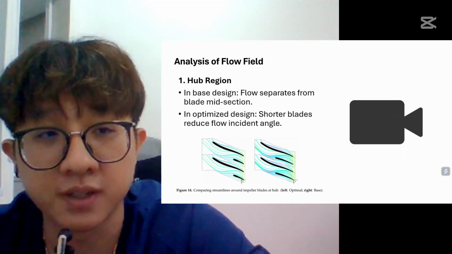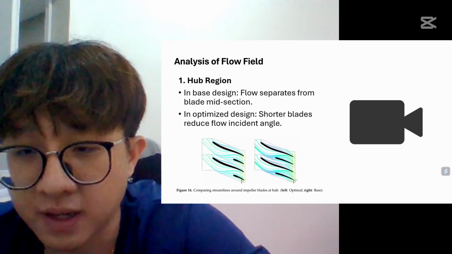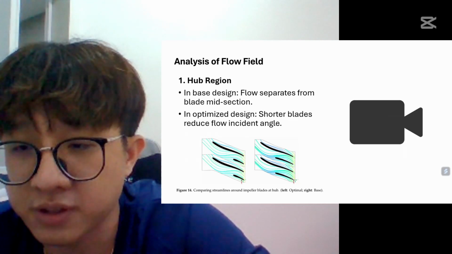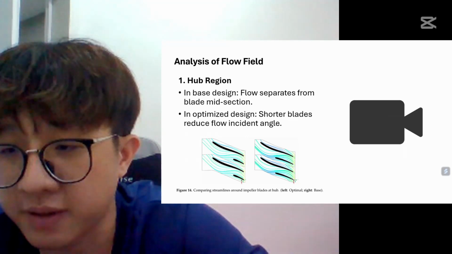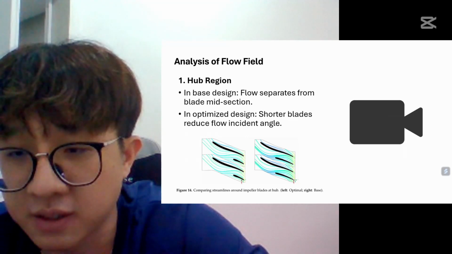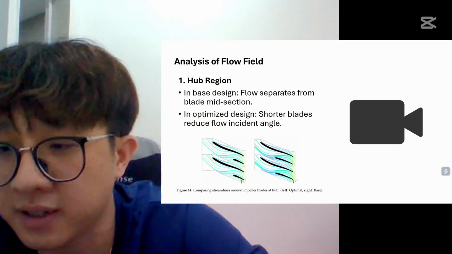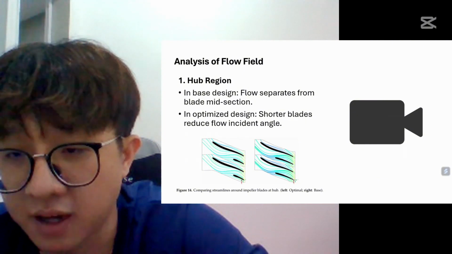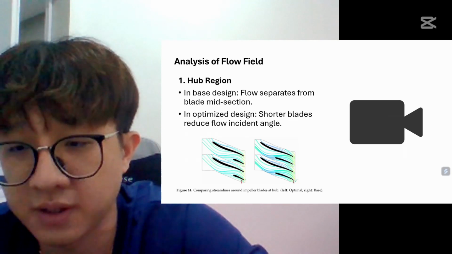Now we continue with the analysis of flow field. First is the hub analysis. In the hub region, the base design suffered from mid-blade flow detachment. The optimized impeller shortened the hub side splitter's leading edge, which reduced the effective incidence and prevented flow separation.